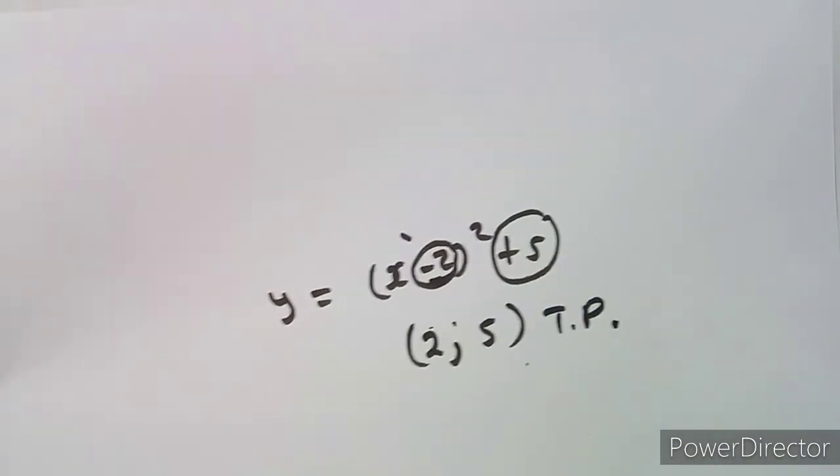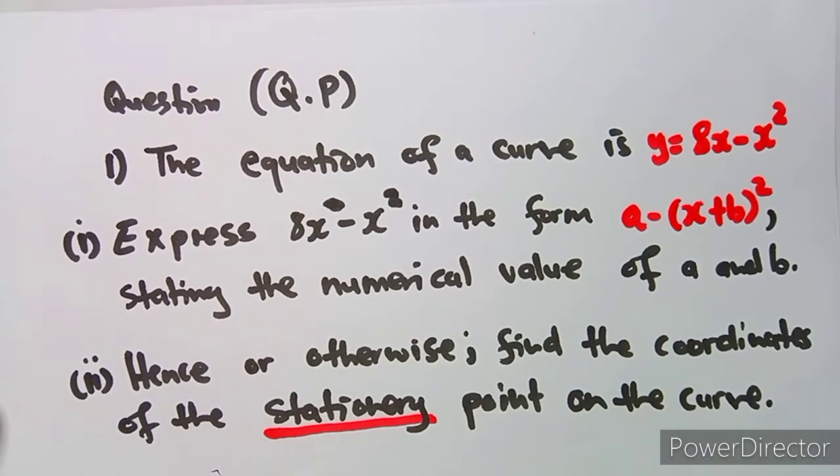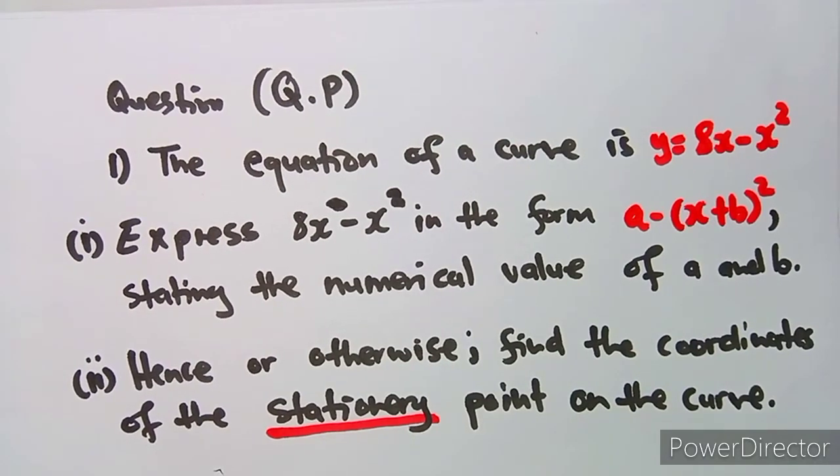So what do they do now? They will give you this typical question in this way. All right, let me show you. This is how they can ask this question. I'm just taking this from the question papers. That is how they ask. The equation of a curve is given as 8x − x². Express that equation in the given form, stating the numerical values of a and b, and then find the coordinates of the stationary point of the curve.